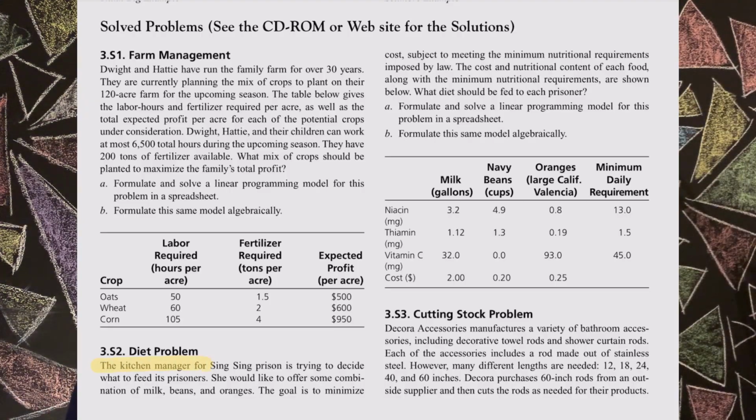The kitchen manager for Sing Sing prison is trying to decide what to feed its prisoners. She would like to offer some combination of milk, beans, and oranges. The goal is to minimize cost, subject to meeting the minimum nutritional requirements imposed by law. The cost and nutritional content of each food, along with the minimum nutritional requirements, are shown below. What diet should be fed to each prisoner?